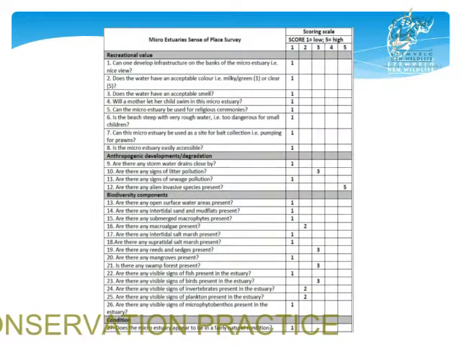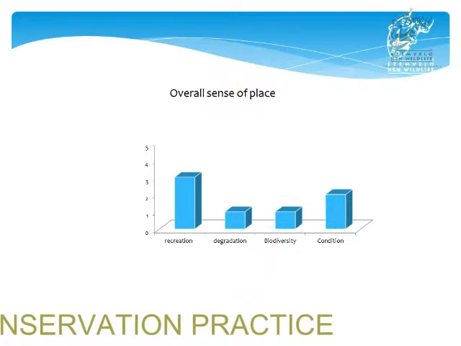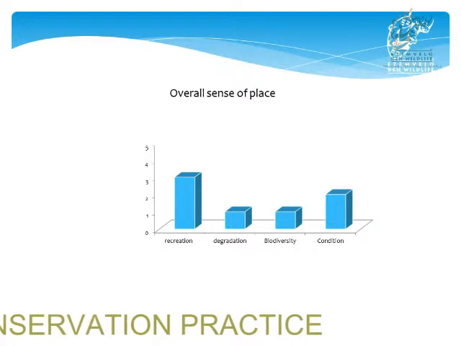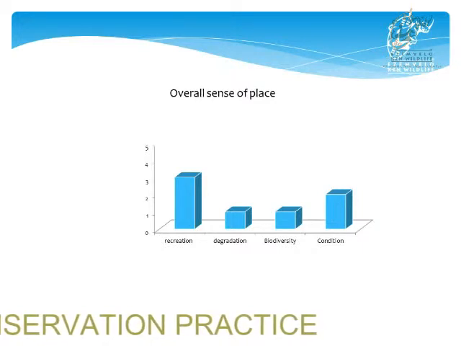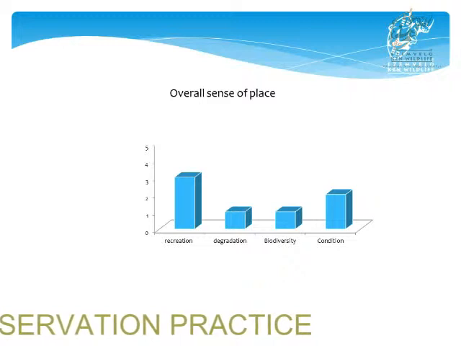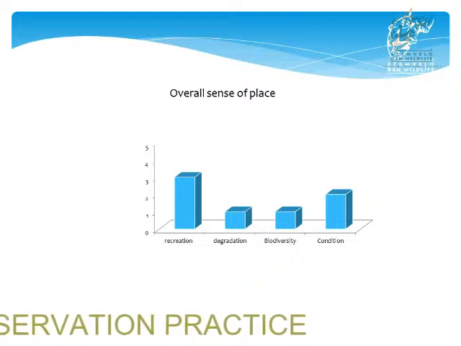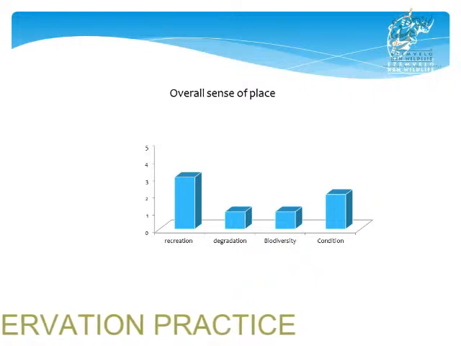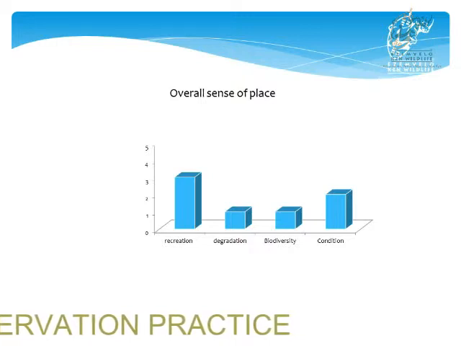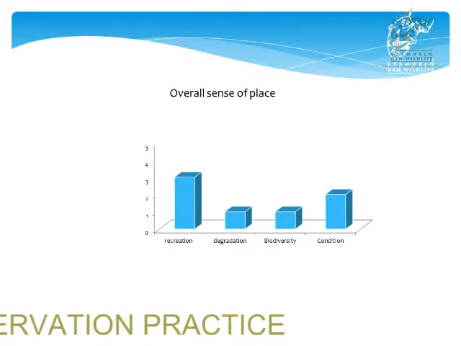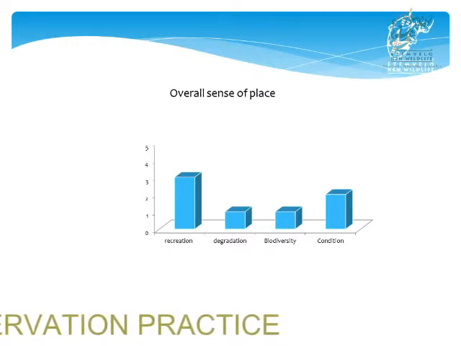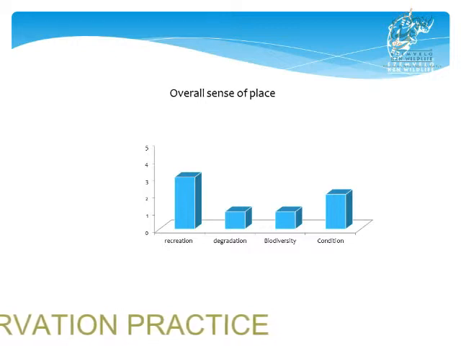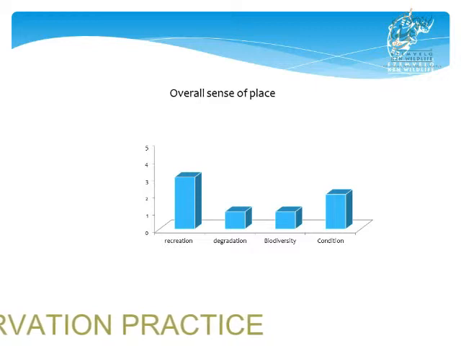So from these survey sheets, we came up with the overall sense of place for all the confirmed microestuaries. For the recreational value, we had an overall score of 3, which was quite true, as some of these estuaries were used for swimming, and we saw evidence of religious ceremonies being performed. The degradation was low compared to the other features, and the biodiversity was also low, which made us wonder if the ecological function of these features was not important.